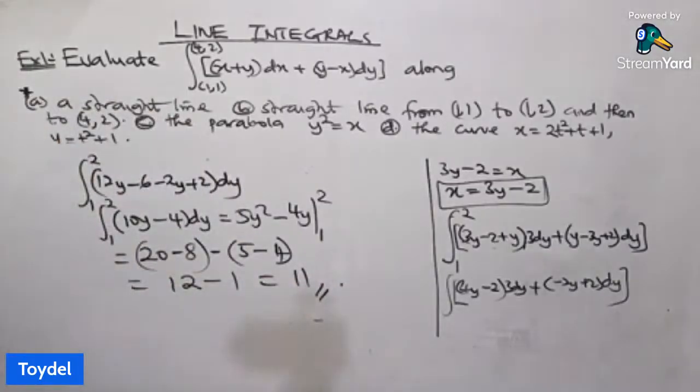So when we evaluate this line integral along a straight line, we will be able to get 11 as our answer. So the answer will be 11.